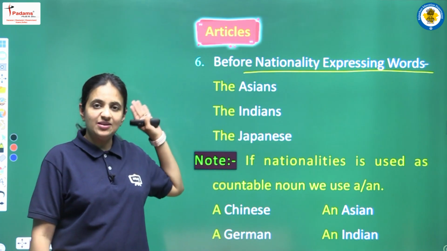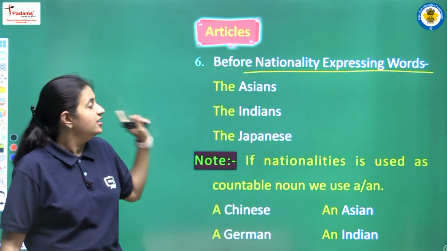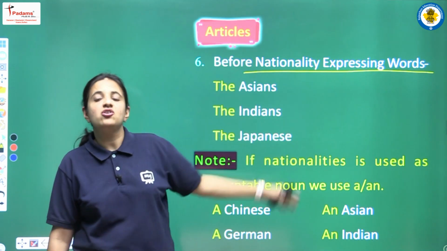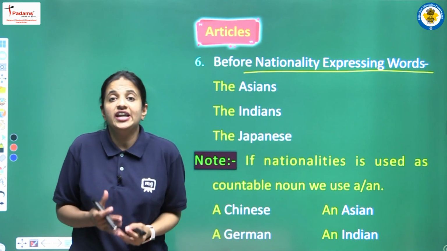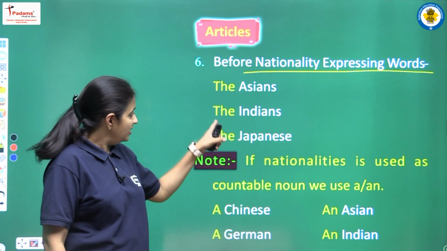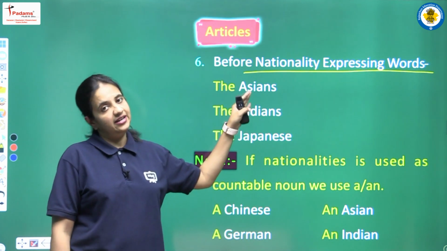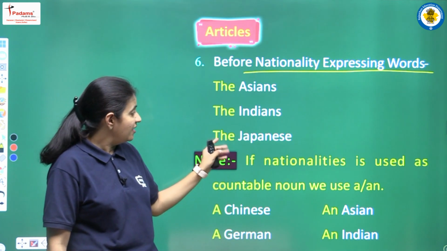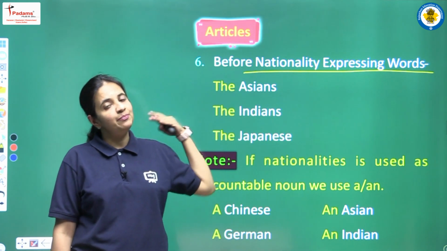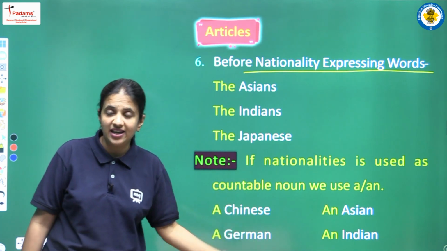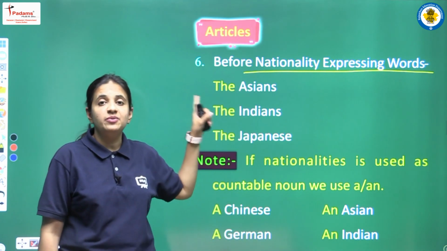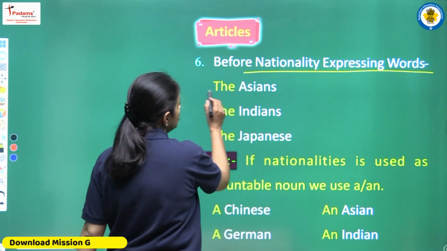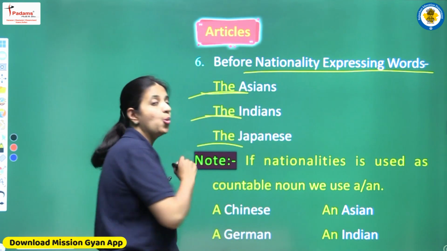So we are having some examples here to clear this thing. First of all, we are having the Asians. So Asians means all the people who belong to the Asia continent, right? Similarly, we are having the Indians. Indians means all the citizens of India. Next, we are having the Japanese. So all the citizens of Japan. So these are the words that express nationality. So if we are having such words, we can use "the" before these words.